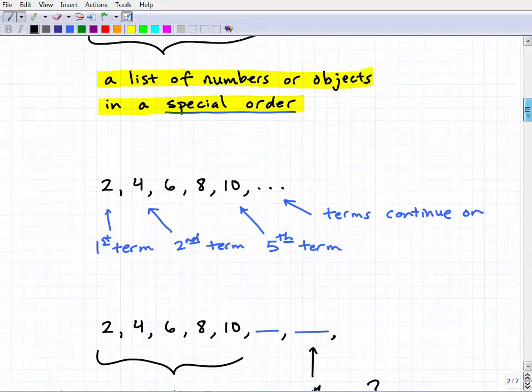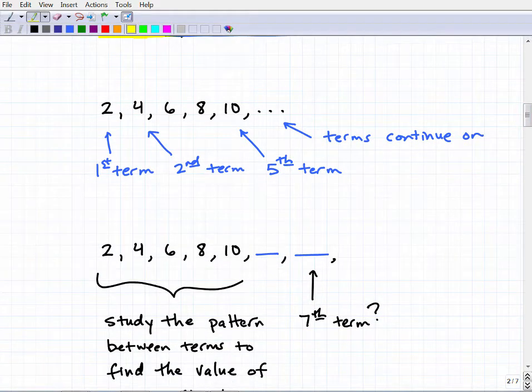But before we do that, let's get some basic terminology down. Again, these numbers are separated by commas, indicating this is some sort of sequence, some sort of pattern of numbers, and the individual elements in the sequence are called terms. You want to know that language, terms, and we describe these terms by their place, their order in the sequence. So this first number is called the first term. This second one is the second term, etc. So the terms continue on.